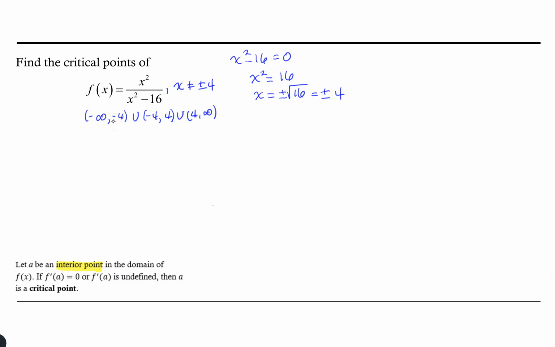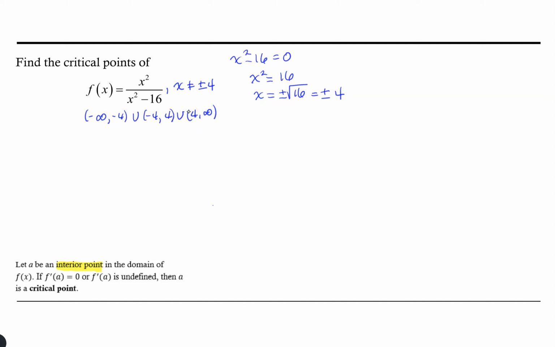Therefore, if we happen to run across a critical point that is either positive or negative 4, it would not be a critical point. So if we happen to come across an x value a such that either f prime of a is 0 or f prime of a is undefined, it would not be a critical point because negative 4 or 4 is not interior to any of these intervals. Okay, so that's enough about that.